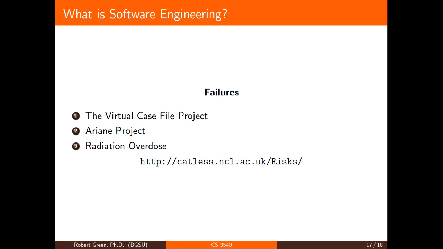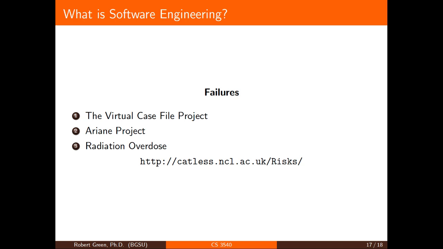The Ariane project was a European rocket that was built. It cost $7 billion. The software was written incorrectly, so when it left the launch pad, it veered to the side and exploded. And it was a software error, right? It was a data conversion error. It's only a $7 billion mistake.